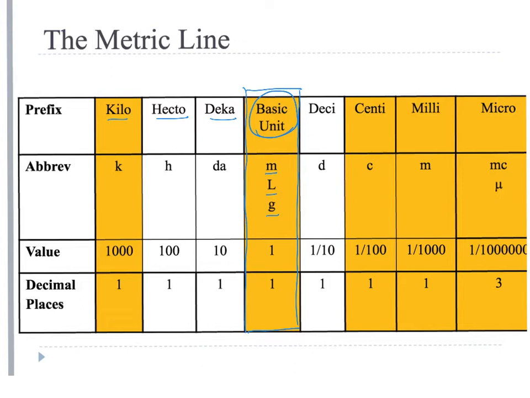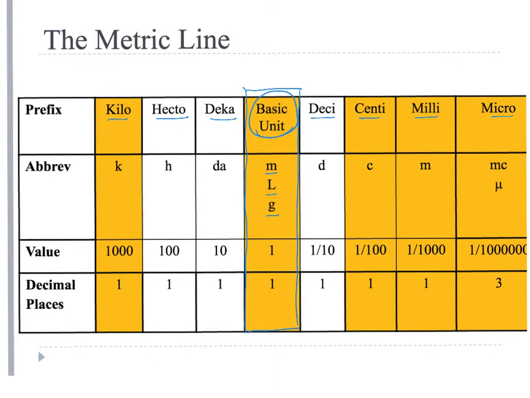Now, if I look to the right of our basic unit, deci, centi, milli, and micro, these values get smaller. So deci is 1/10 of our basic unit. Centi is 1/100th of our basic unit. Milli is 1/1000th of our basic unit. And micro is actually 2 units away from milli, and it's 1/1,000,000th of the basic unit.